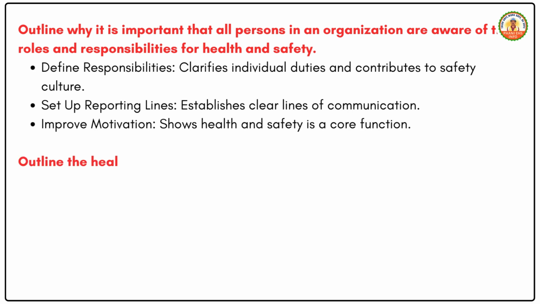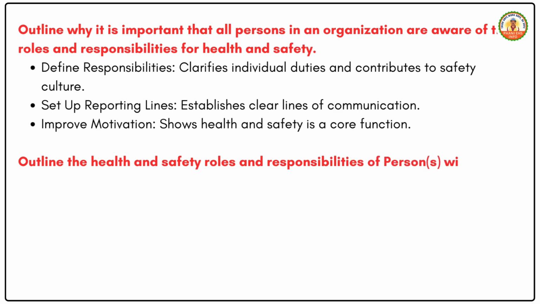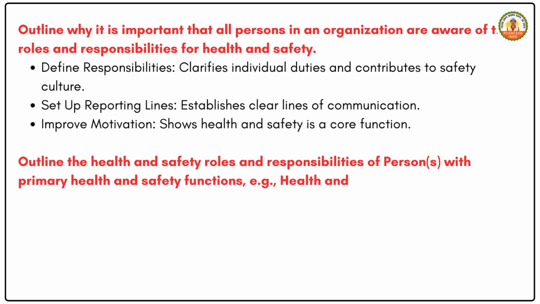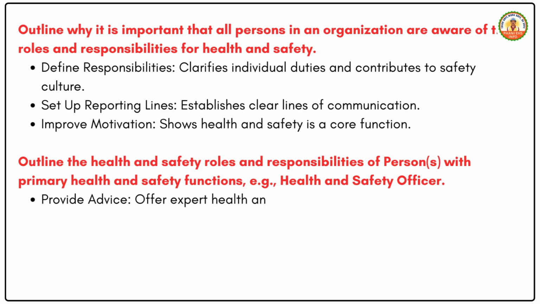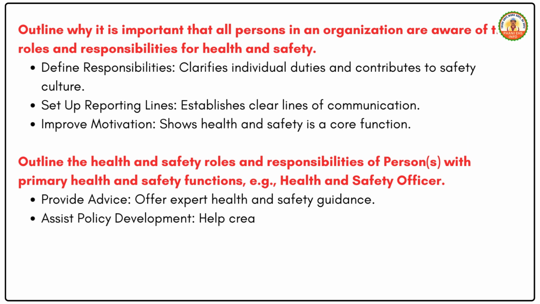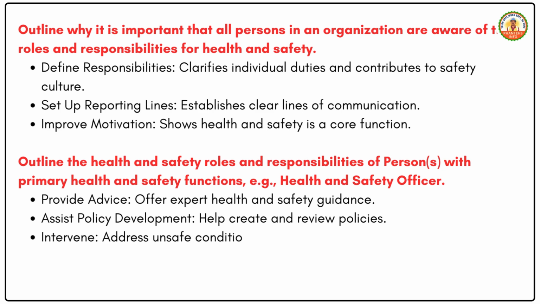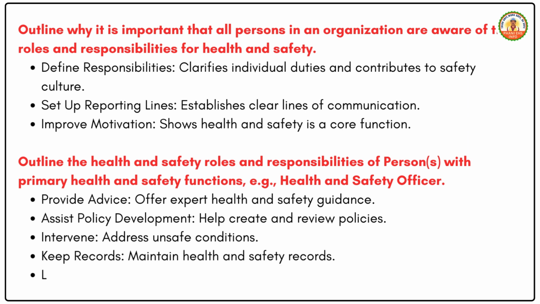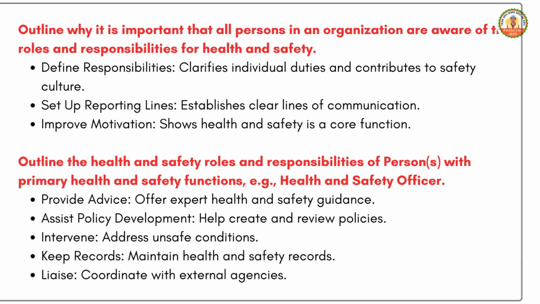Outline the health and safety roles and responsibilities of persons with primary health and safety functions, for example, a Health and Safety Officer. Provide advice, offer expert health and safety guidance. Assist policy development, help create and review policies. Intervene, address unsafe conditions. Keep records, maintain health and safety records. Liaise, coordinate with external agencies.